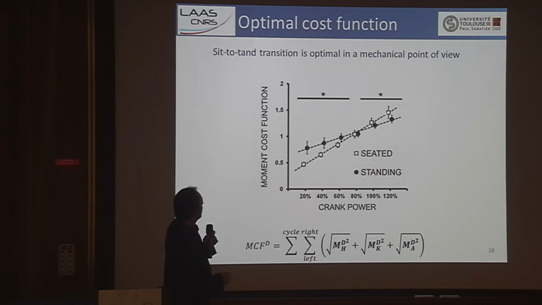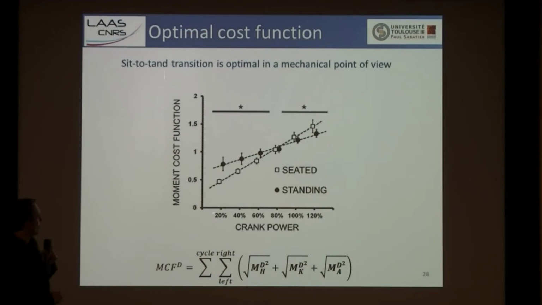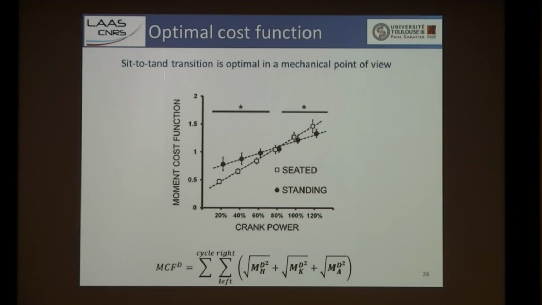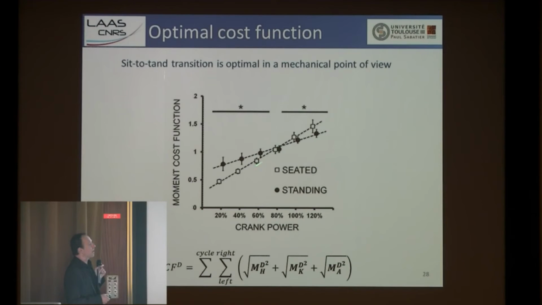And we can see that the torque increases in the seated position when the power increases, and in the standing position the cost function also increases. But the rate of increase is higher in the seated position, and the two lines cross around the spontaneous sit-to-stand transition. So it's a parameter that could explain the transition. Subjects tend to minimize the torque developed at the lower limb.